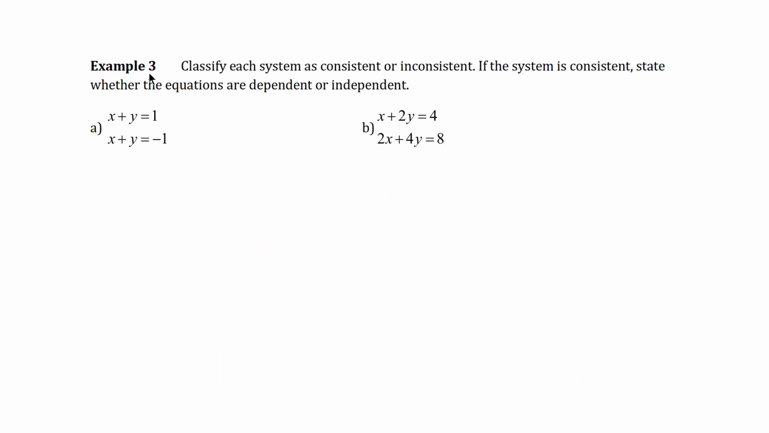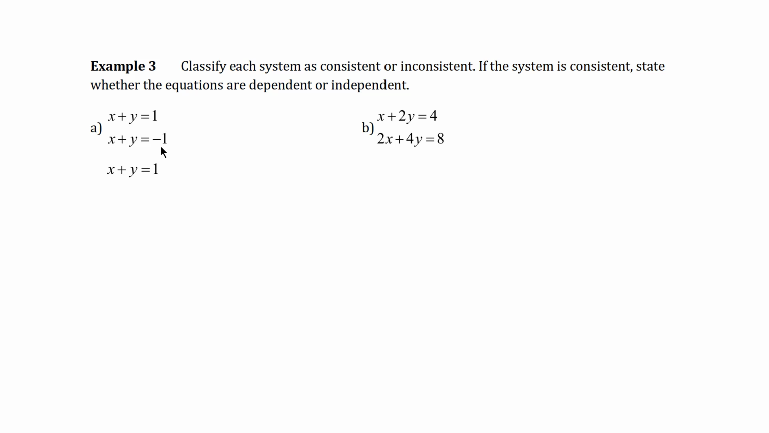In example number 3, classify each system as consistent or inconsistent. If the system is consistent, state whether the equations are dependent or independent. For part A, we have the system x plus y equals 1 and x plus y equals -1. We start by putting both equations in slope-intercept form.